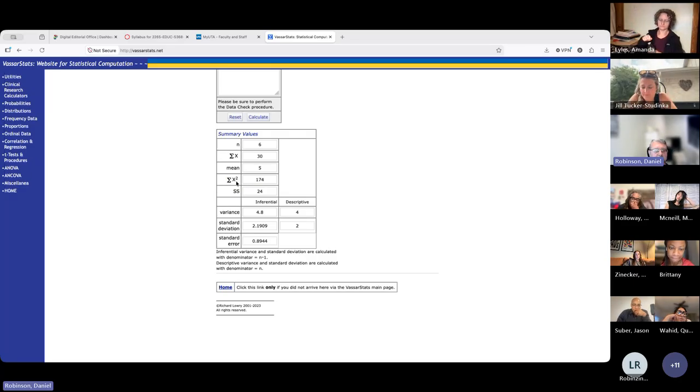We're never going to use that, but Vassar Stats gives that a lot. But don't think that is the sum of squares. You know what the sum of squares is? SS. Always SS for sum of squares. And that's 24, which we had earlier.